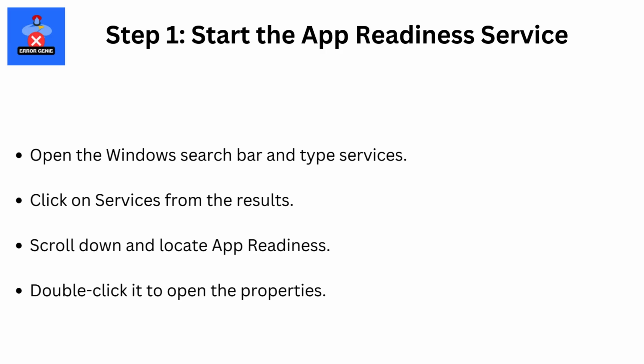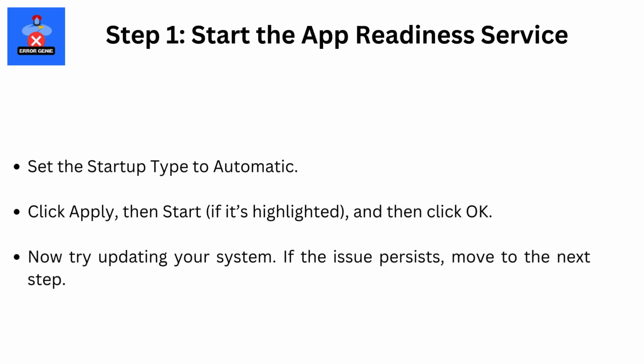Start the App Readiness service. Open the Windows search bar and type Services. Click on Services from the results. Scroll down and locate App Readiness. Double-click it to open the properties. Set the startup type to automatic. Click Apply, then Start, if it's highlighted, and then click OK.